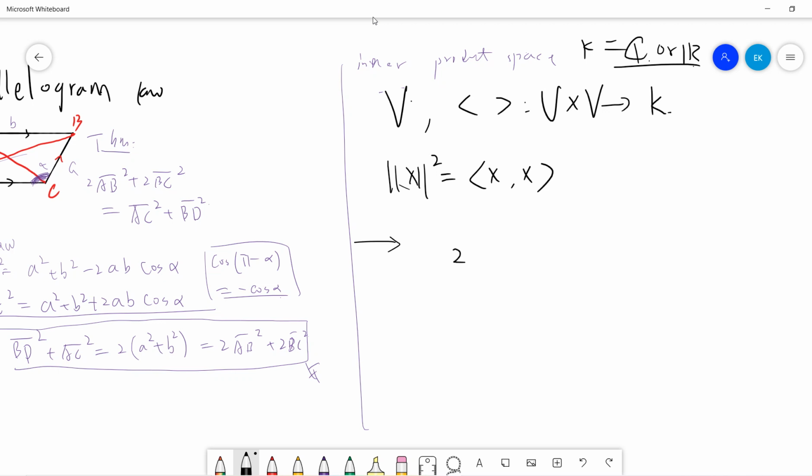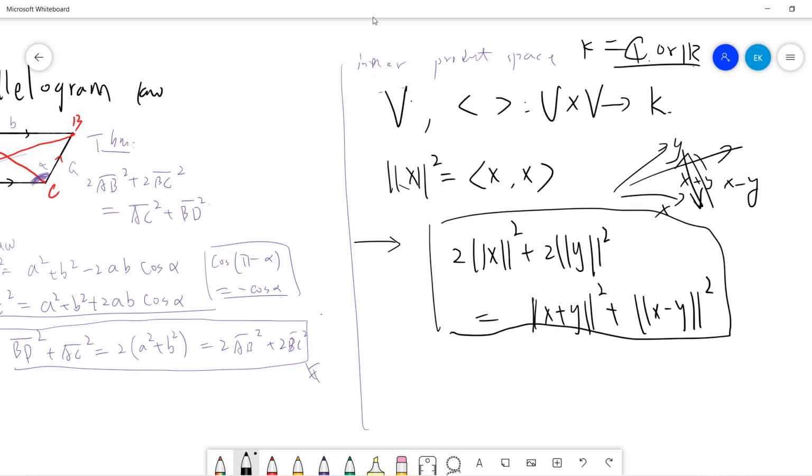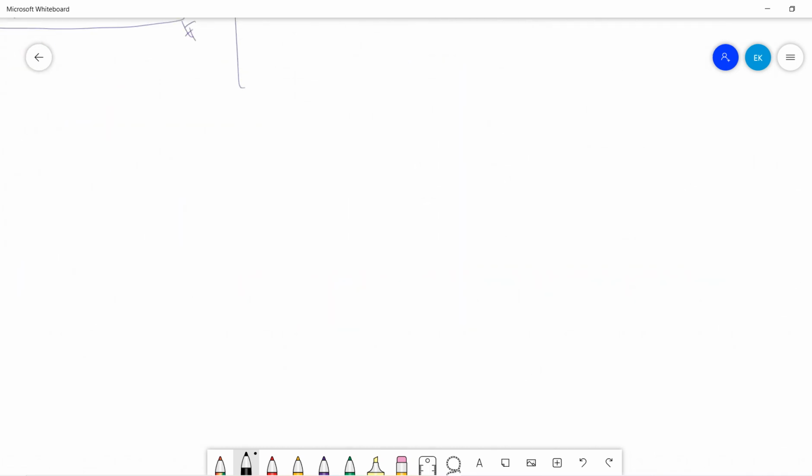It's very easy. If this is x and this is y, then this is x plus y, and this is x minus y. So the norm of x plus y squared plus the norm of x minus y squared equals 2 times the norm of x squared plus 2 times the norm of y squared. This is the generalization of this law in the inner product space. Let's quickly see a proof. The proof is very easy, just follow the definition.